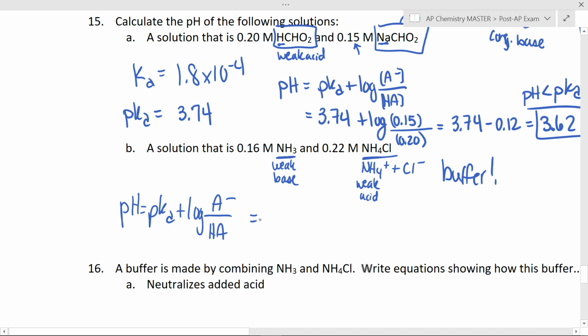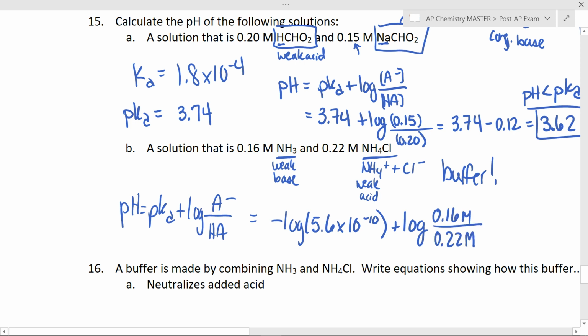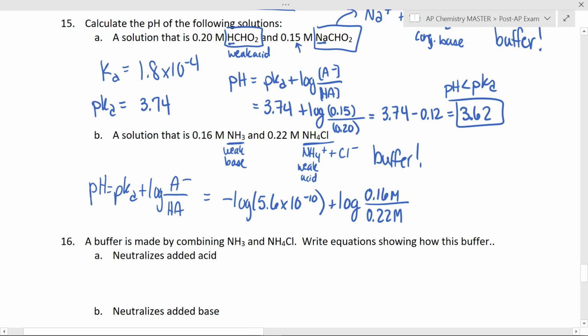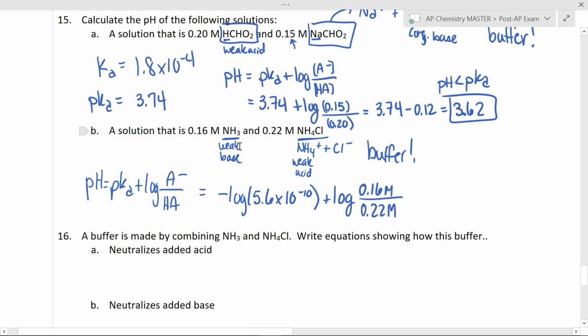So my pH is the negative log of 5.6 times 10 to the negative 10 plus the log of my A minus. My A minus is the base, that's my NH3. My HA is the acid, it's the 0.22. And again, notice in this case that I have more of the acid than I do the base. So I should find that my pH is going to end up being a little bit less than my pKa.